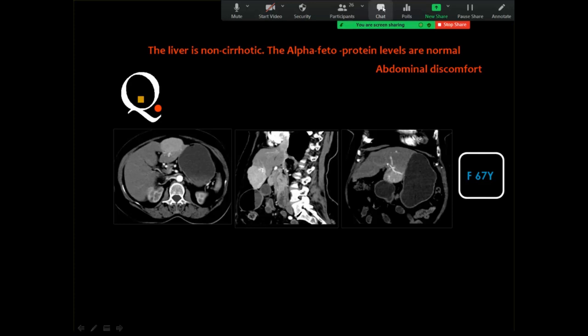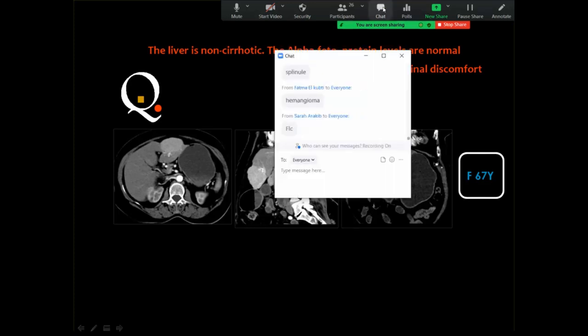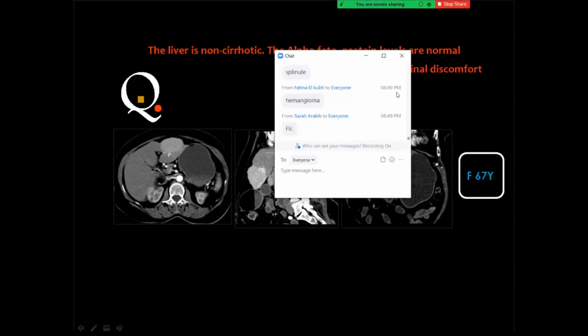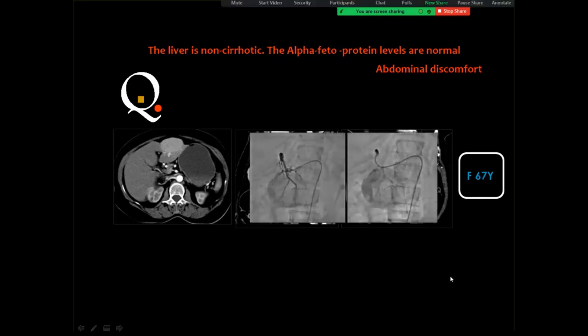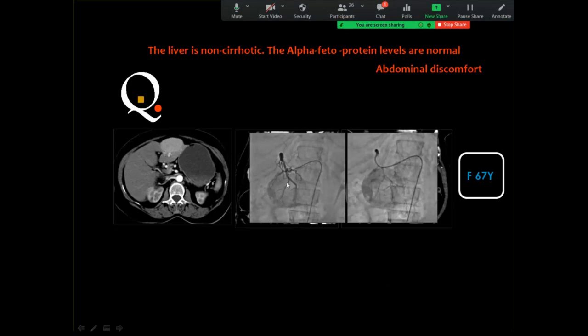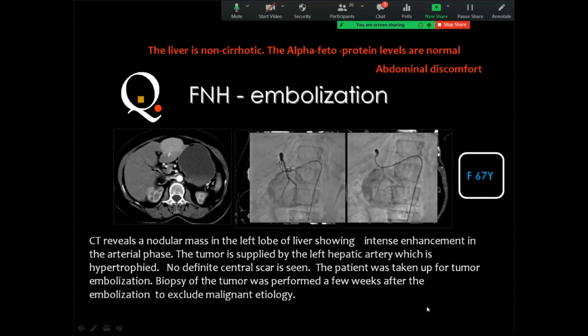No, this is not fibrolamellar hepatocellular carcinoma. The patient is old and the lesion is hypervascular, enhancing in the arterial phase, and this is the focal nodular hyperplasia, and this is selective angiogram, which is usually the way to treat this lesion by embolization. This is focal nodular hyperplasia with attempt for embolization.